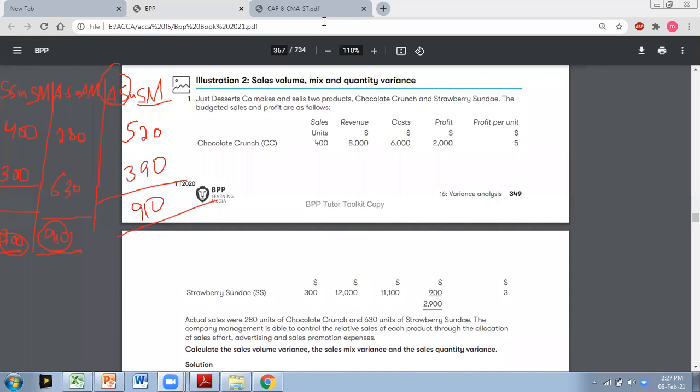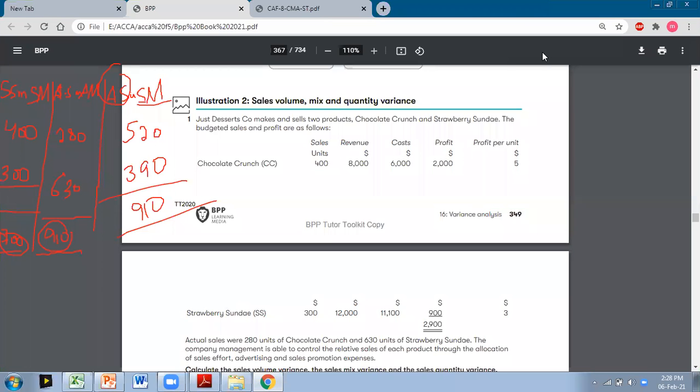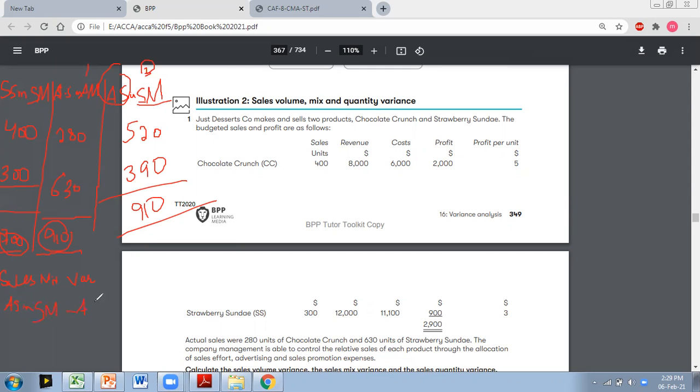Now if you want to calculate the mix variances, look at here. Write this formula down. This won't be available in the PowerPoint, right? Whenever you have to calculate the sales mix variance, you have to subtract column 3 minus column 1: actual sales in standard mix minus actual sales in actual mix, right?